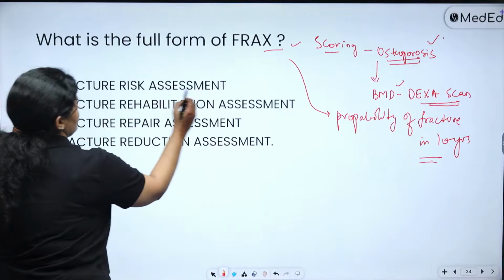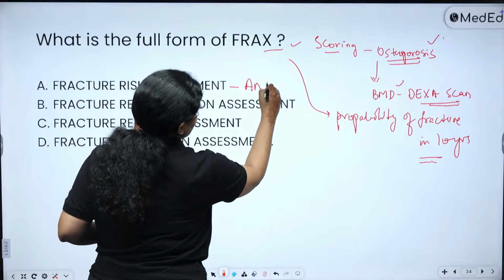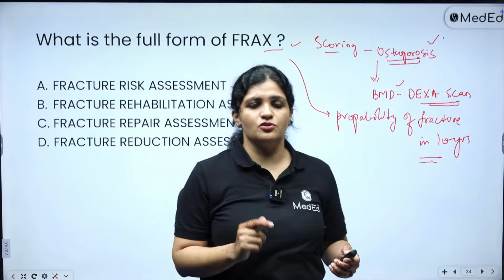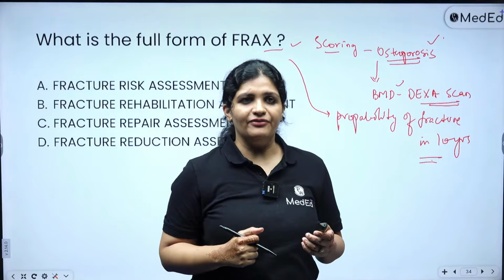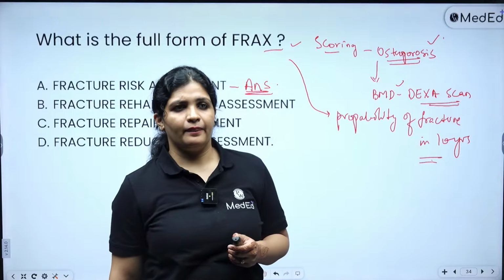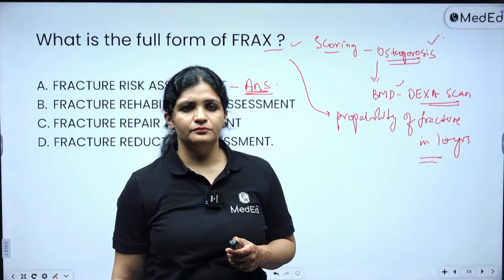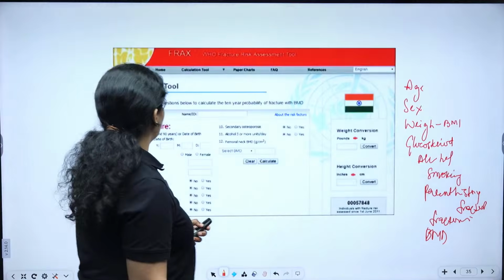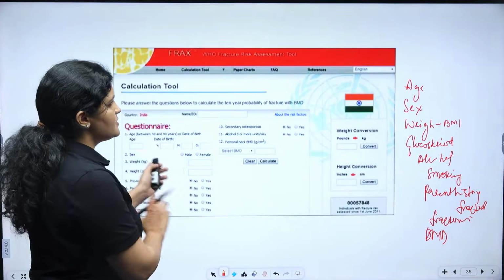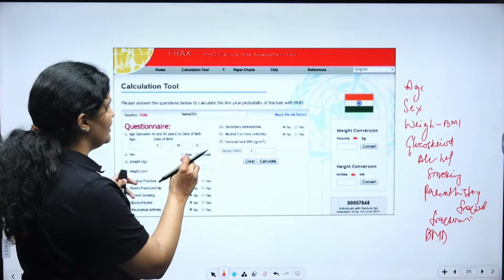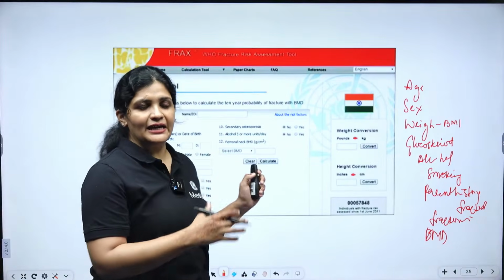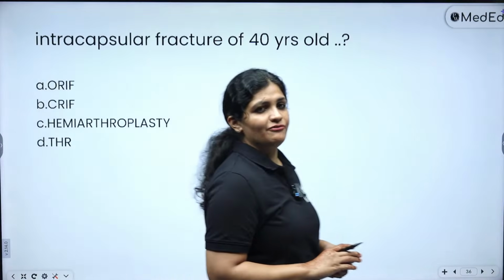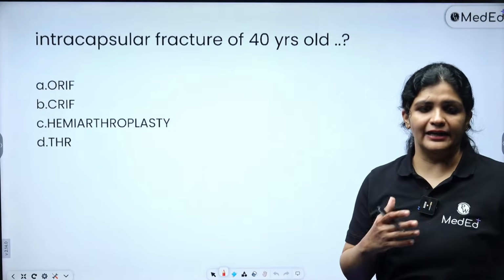So the answer is, it will test your fracture risk assessment. It is a fracture risk assessment score. This is called the FRAX. Okay, fine. So this is your FRAX, and it is a software. You just give the inputs, and it will calculate and give you the answer.